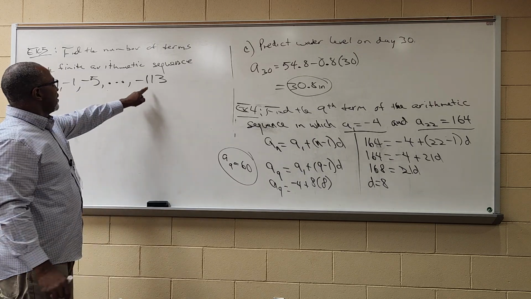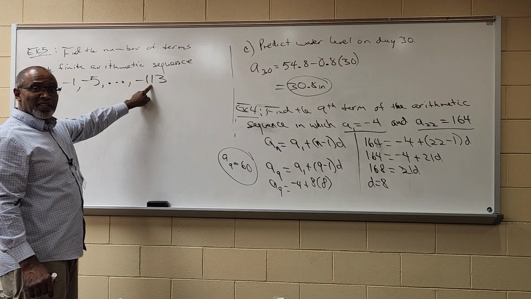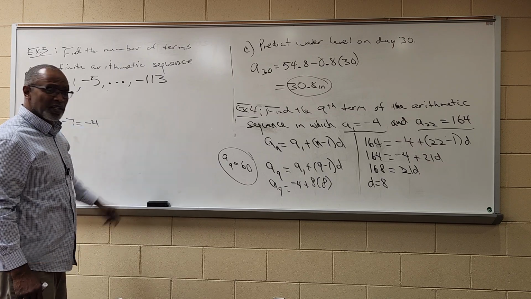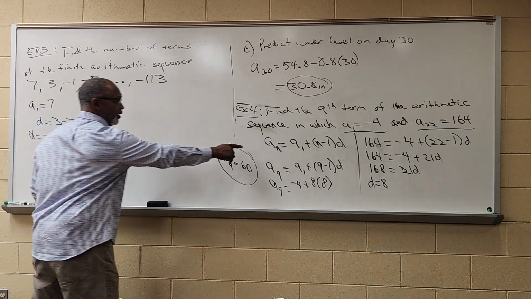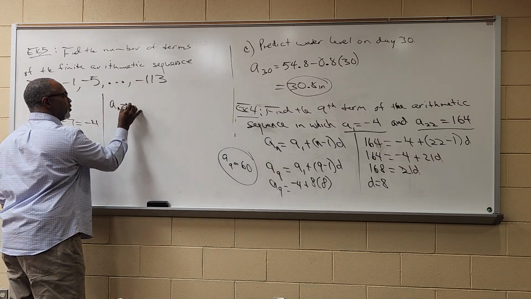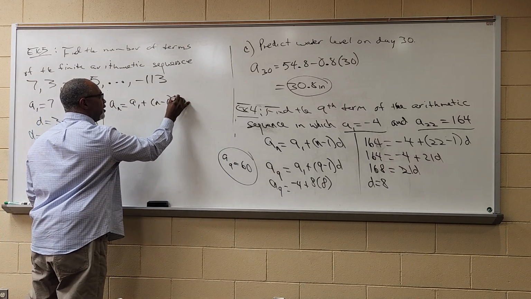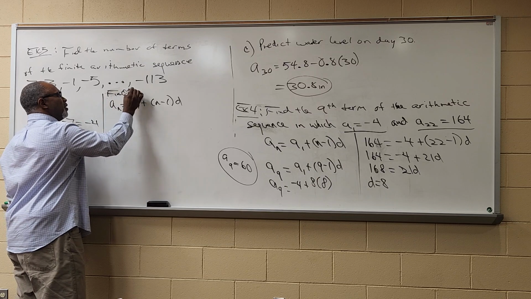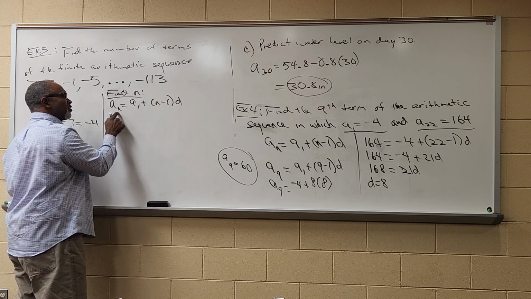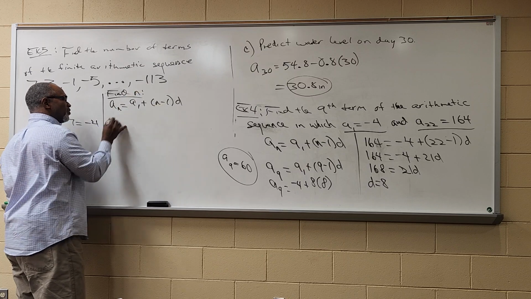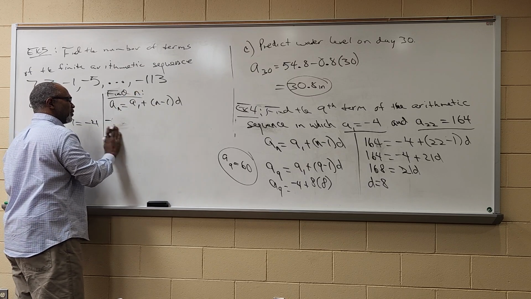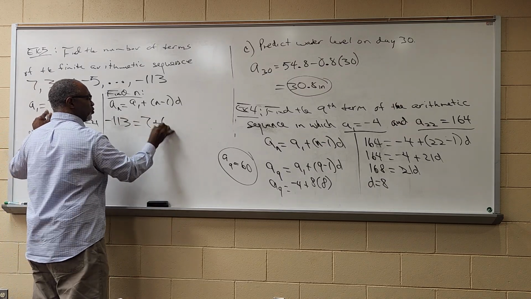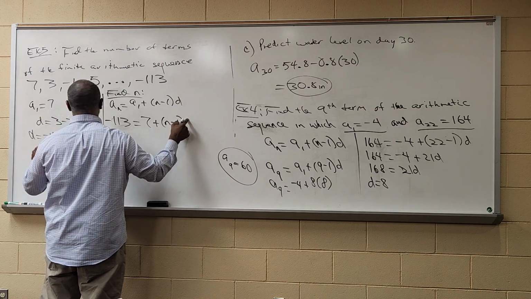Now, I know what AN is. I know the last term, I just don't know what N is. But I do know that the last term in the sequence is negative 113. So we're going to use this same formula, AN equals A1 plus N minus 1 D. We don't know N, so we need to find N. The last term, whatever that N is, is negative 113. So I can put negative 113 here, equals A1, I knew A1 was 7, plus N minus 1 D. I don't know N, so I have to leave that. D I know is negative 4.